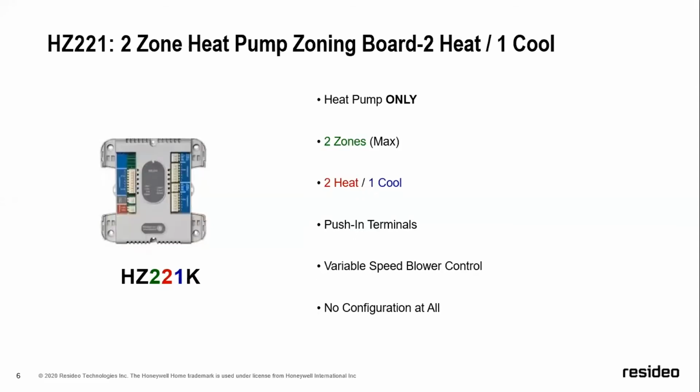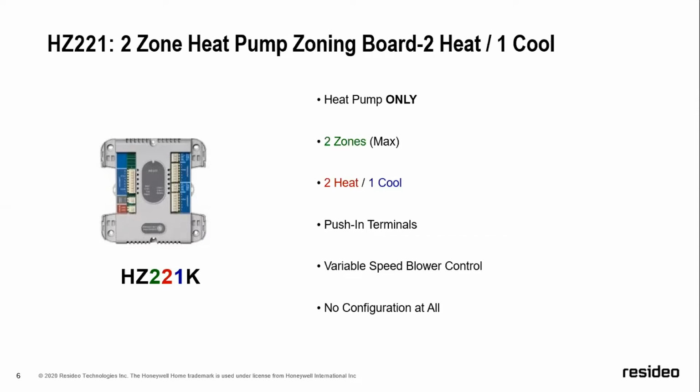Okay, so the HZ221K, that is our heat pump zoning panel. So for heaven's sakes, don't think that somehow you can trick it into being a gas, because it's always going to energize that Y circuit. So as you can see, 2 zones, 2-stage heat for the basic compressor heat, as well as the auxiliary heat that a heat pump offers, and obviously 1 stage of cooling.